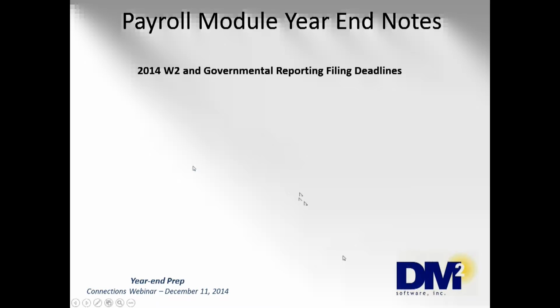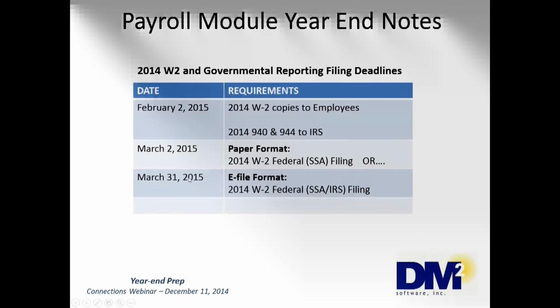Also, just a quick look at 2014 W-2 and governmental tax reporting deadlines. The reason why I wanted to do this is, February 2nd, that's when you have to get it out to your employees, and then your 940 and your 944 to the IRS.